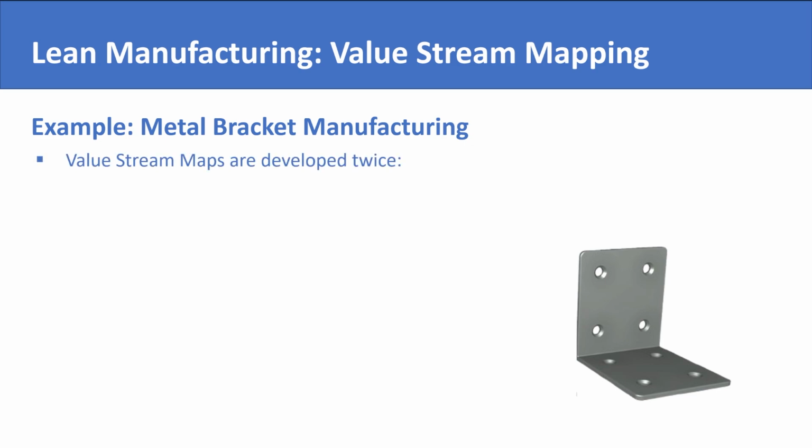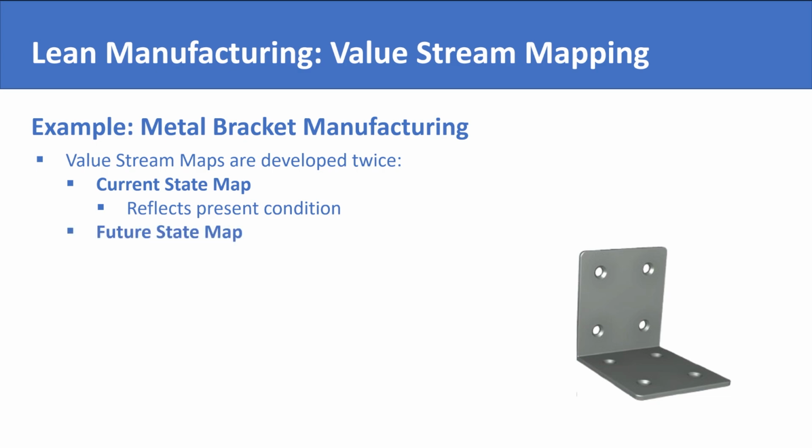First, a map for the current state is developed that reflects how everything is happening presently, with whatever flaws and deficiencies are present in the system. From there, improvement areas are determined and a future state map is developed to reflect how you envision things will look once the improvements are made.